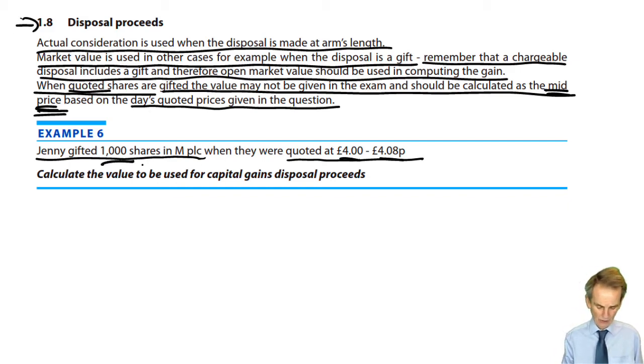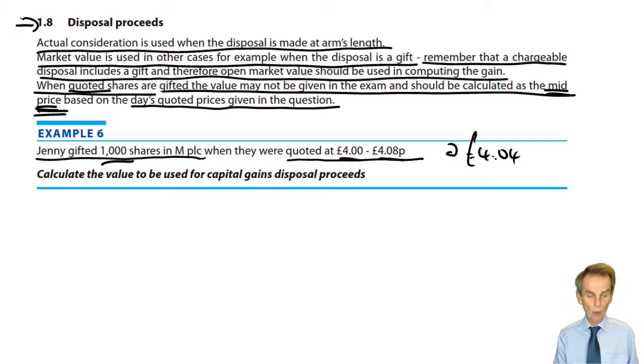So 1,000 shares would be valued at £4 and 4p, and that would go into any capital gains calculation that was required on that particular disposal. So a simple exercise there. We value at the mid price, midway between the two prices quoted.